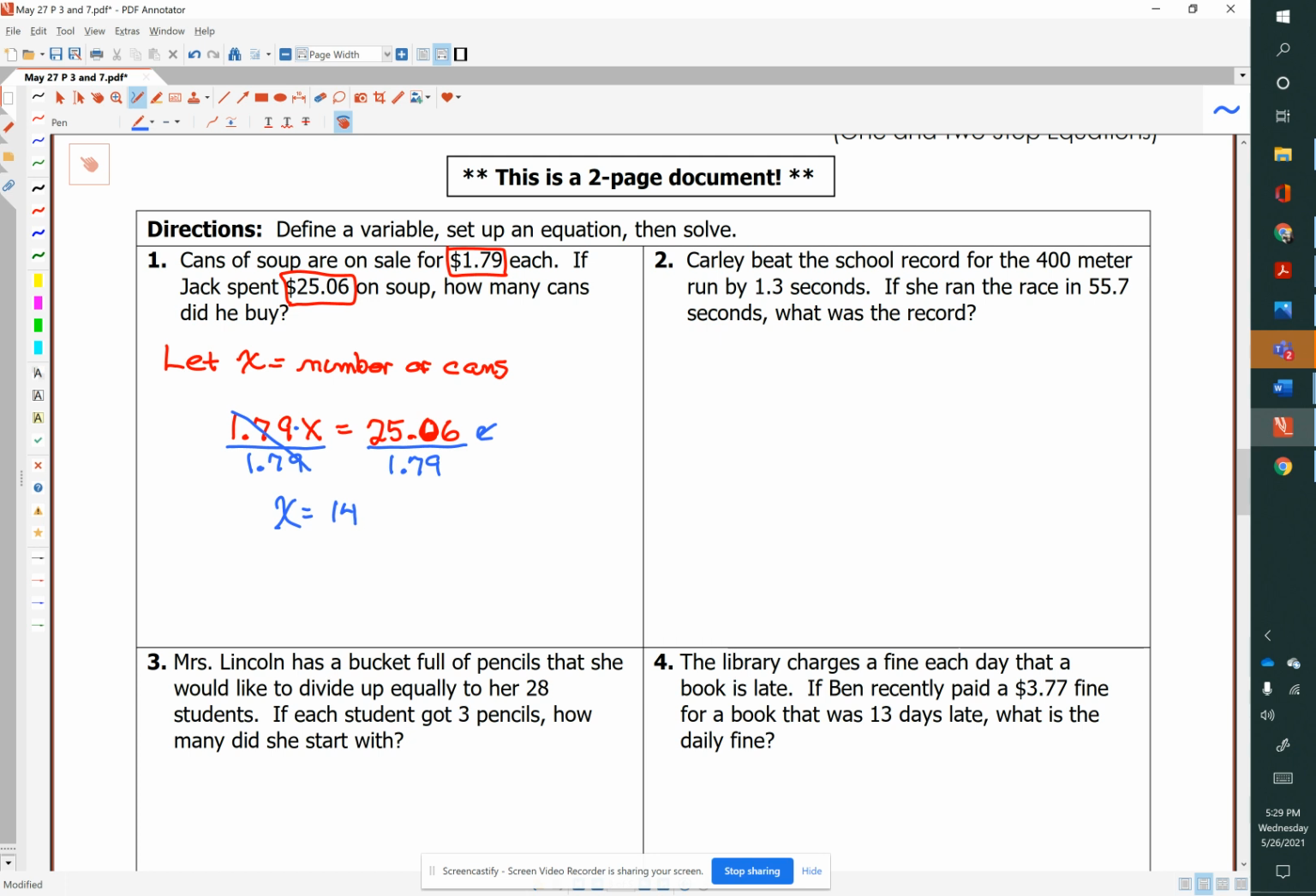Now let's think, this is a word problem. What exactly do they want to know? They want to know how many cans he bought. So we'll answer that exactly how they've asked it. So the answer would be 14 cans.